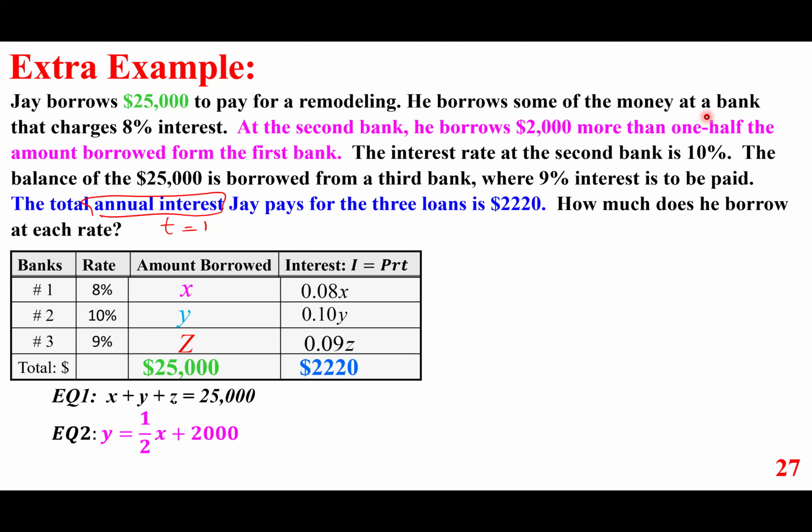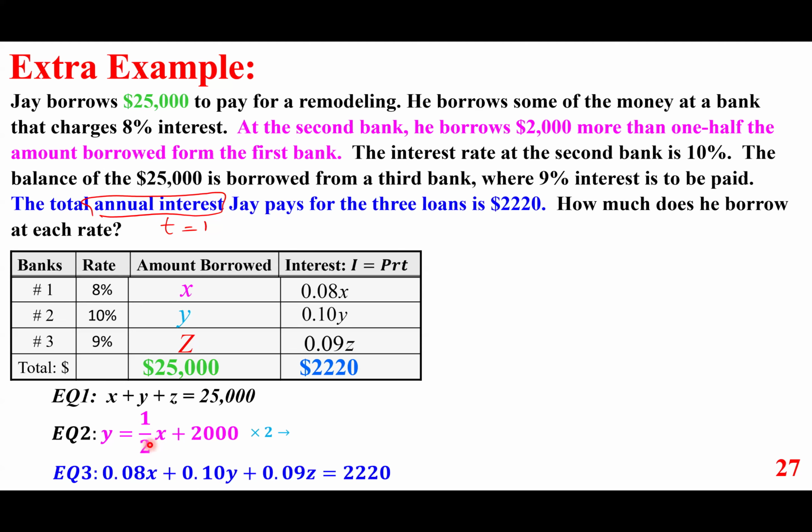And of course, this is the last equation, 0.08x plus 0.1y plus 0.09z is 2,220 total. And that's it. We have the system. Practically, we are done, and we can take care of the business. Some of the things that we want to do first is to get rid of fractions, decimals, and so forth. So this one has a fraction. To get rid of it, let's multiply it by 2.